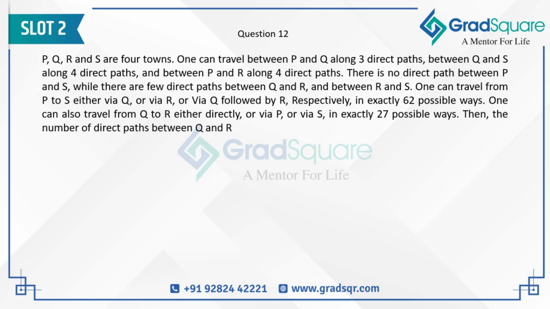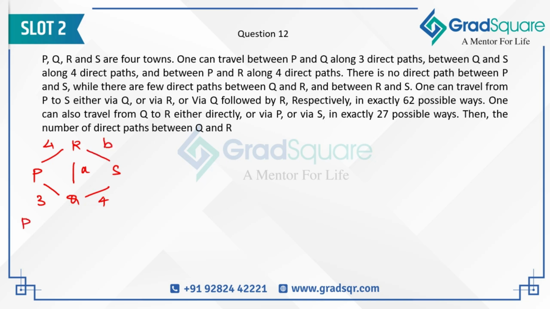So I'm going to picturize this. I'm going to represent this in a chart, so that makes things easy to understand. So let me put P here, Q, R and S. So there are 4 direct paths here, 3 direct paths here, 4 direct paths here. There are some direct paths between Q and R. I'm going to take the number of paths to be A, and similarly between R and S to be B.